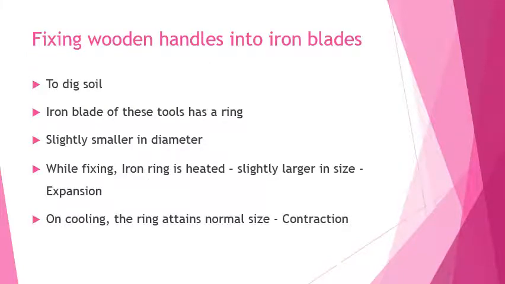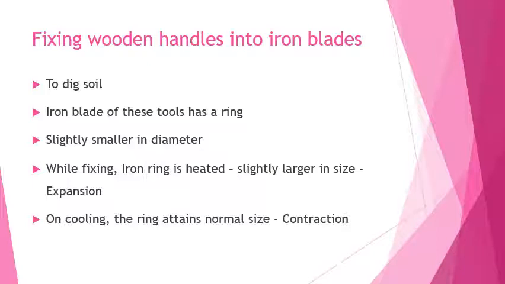Fixing wooden handles into iron blades. The concept of expansion and contraction is utilized to fix wooden handles into iron blades to form tools which are used to dig the soil and for various other purposes. The iron blade of these tools has a ring into which the wooden handle is fixed. Normally, the ring is slightly smaller in diameter than the wooden handle.